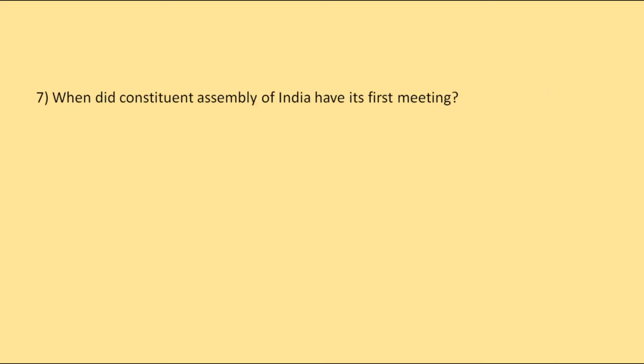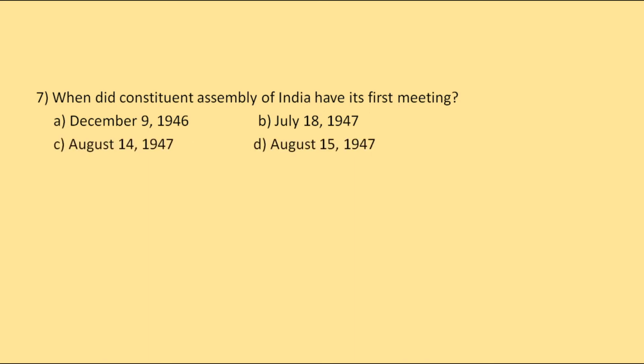Then, when did Constituent Assembly of India have its first meeting? Options are December 9, 1946, July 18, 1947, August 14, 1947 or August 15, 1947. So the correct option will be December 9, 1946.